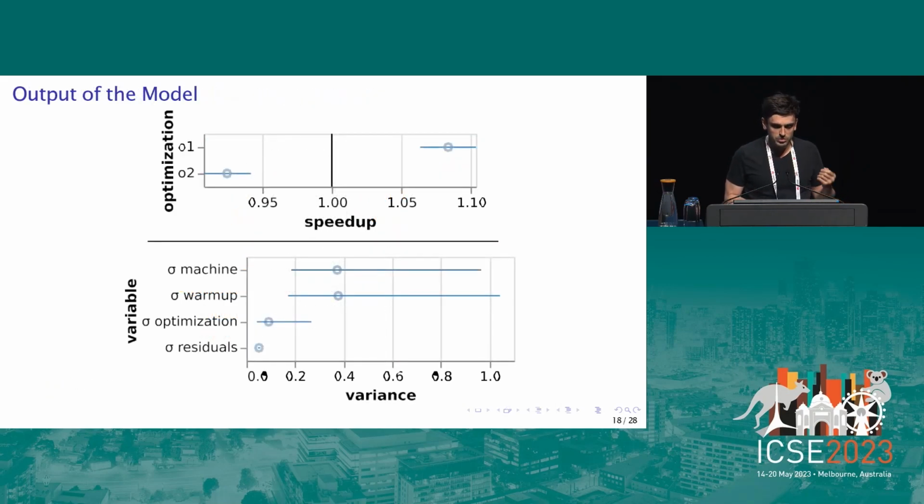Okay, what can you do with this model? You can get these kinds of plots. At the top, you have just a comparison between two optimizations. And at the bottom, you have intervals that explain basically the same thing as ANOVA. It shows you what features were most important because the coefficients for those features are further apart from each other. So here, for instance, it says that which machine you use and the warm-up are more important than the optimization that you're making.